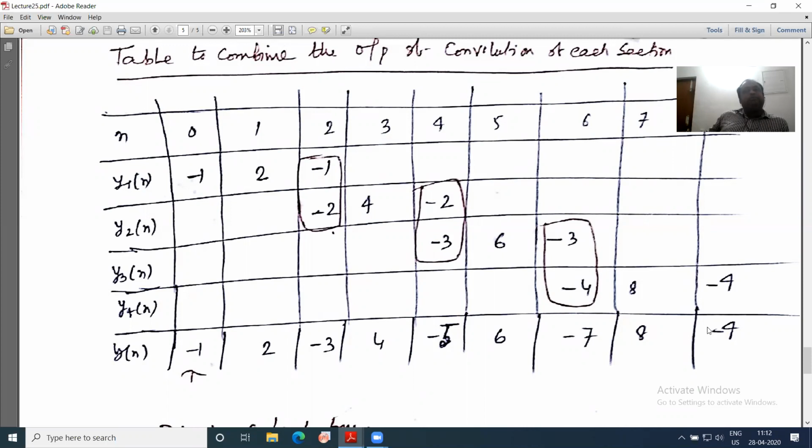Whatever small section is available, compute the output and store it. This will save time. Not only will it save time, it also saves memory space. Memory space means the entire data you have to store.